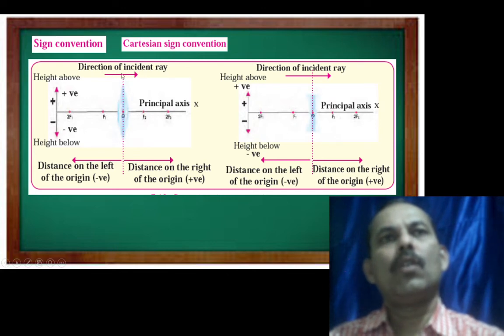So, in case of this convex lens, the principal focus is here on the right side. That's why that distance is positive. And in case of the concave lens, the principal focus is on the left side. That's why that length is negative. Focal length is negative.